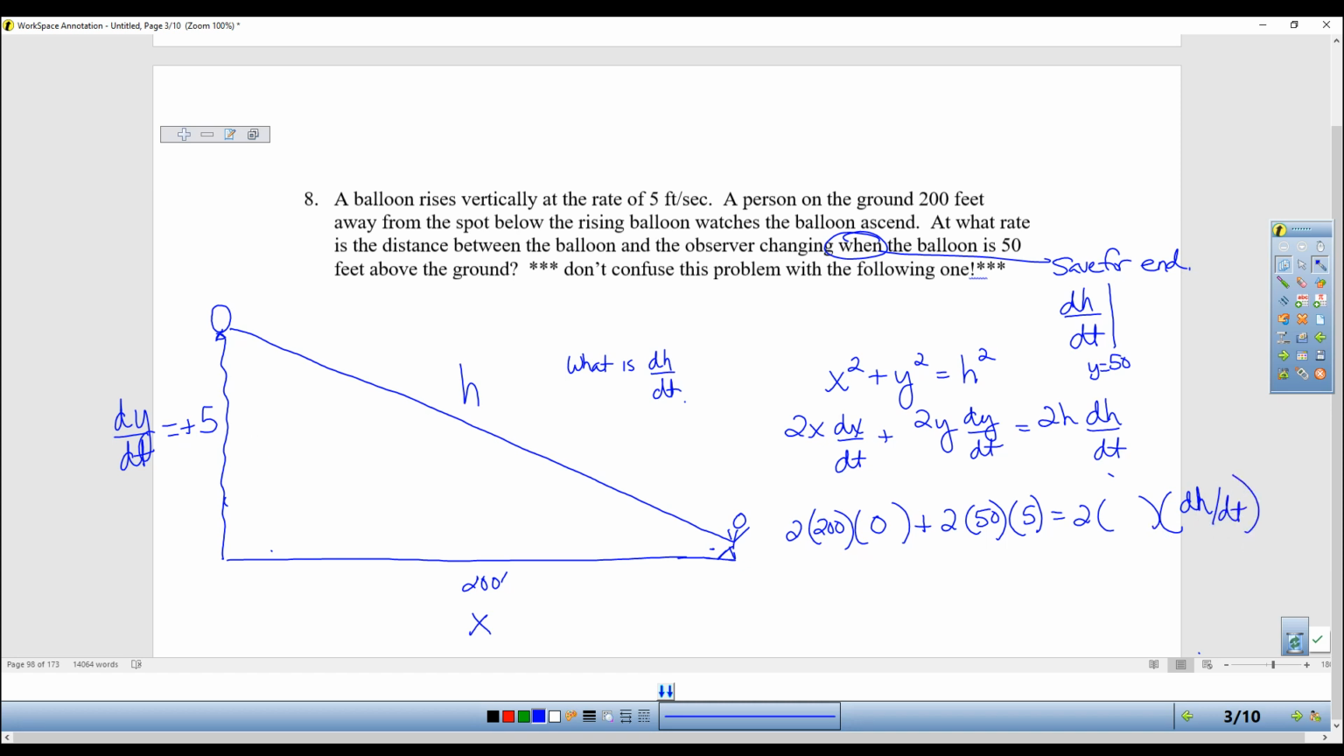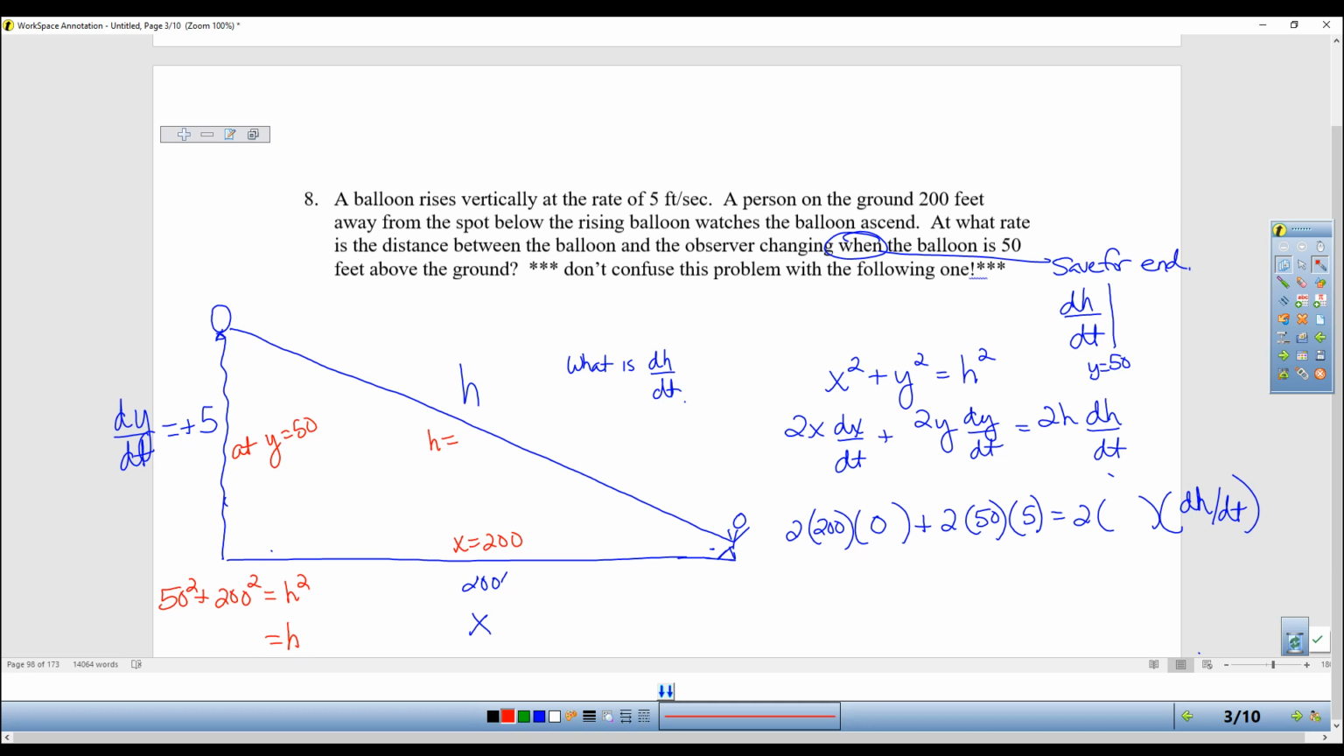So at the moment, at y equals 50, x is equal to 200, and you can find h at that moment. How do we do that? With the Pythagorean theorem. So we have 50 squared plus 200 squared is equal to h squared.